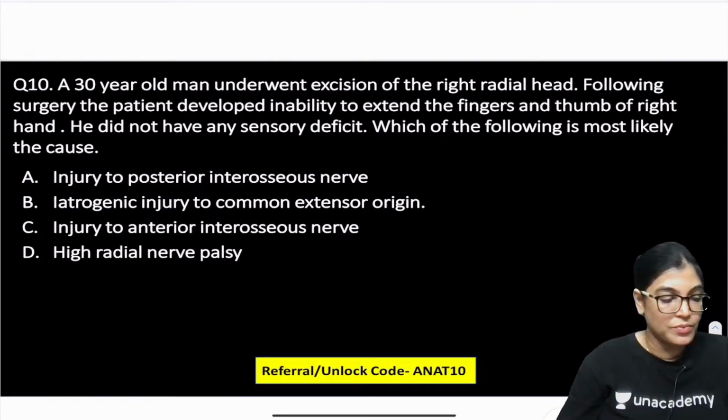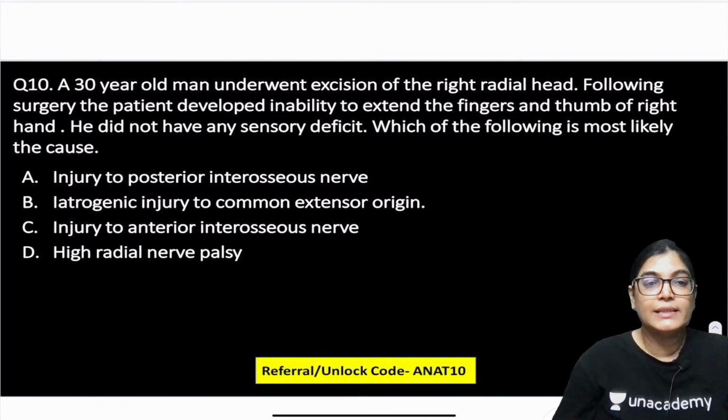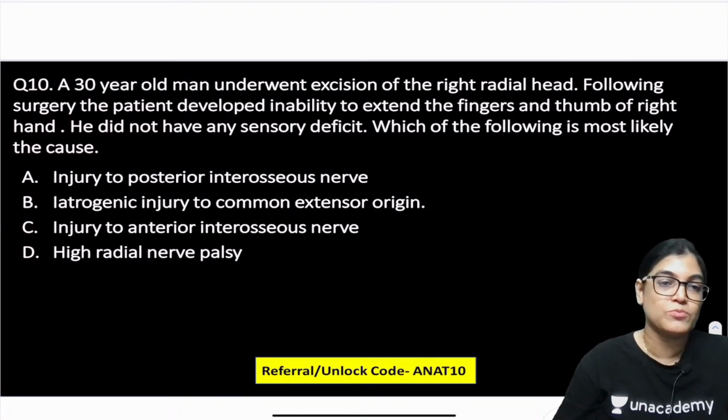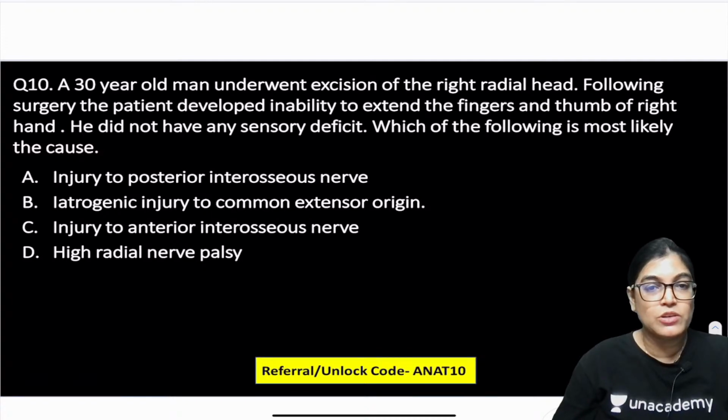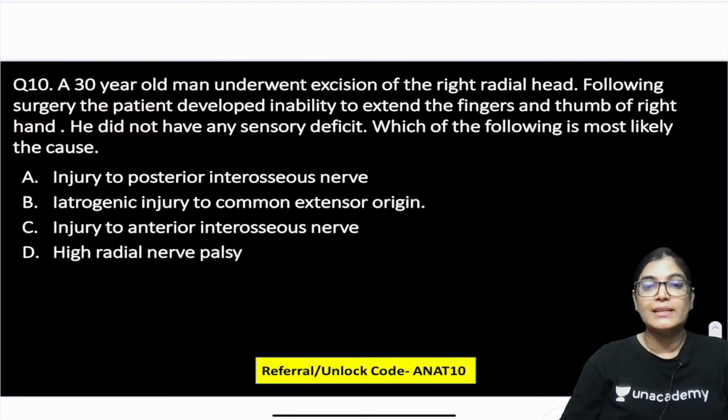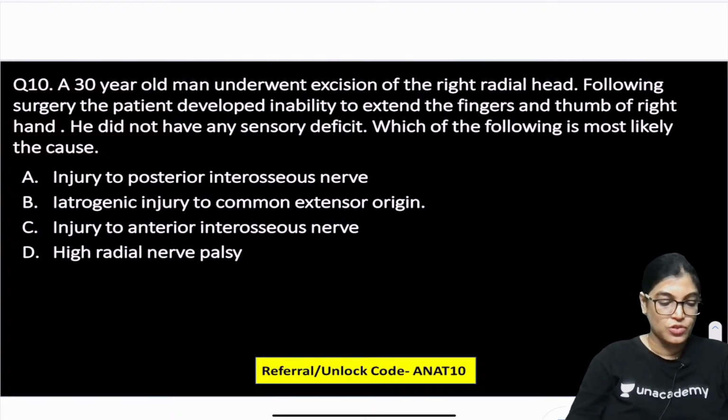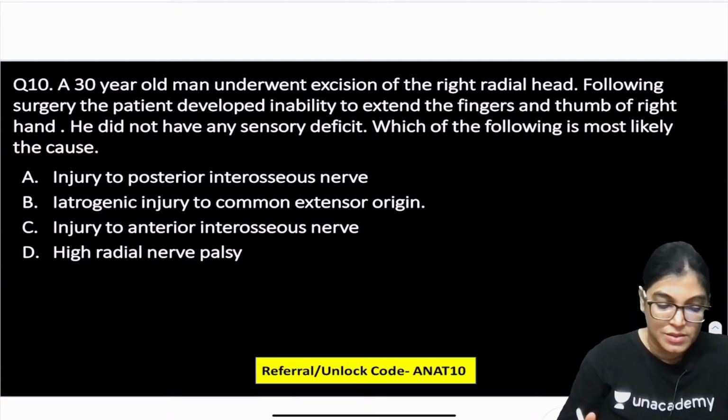Question number 10, all of you mark the correct answer. A 30-year-old man underwent excision of the right radial head. Following the surgery, the patient develops inability to extend the fingers and thumb of the right hand. He did not have any sensory deficit. Which of the following is most likely the cause? A. Injury to the posterior interosseous nerve, B. iatrogenic injury to the common extensor origin, C. injury to the anterior interosseous nerve, and D. high radial nerve injury. According to you, which is the correct answer? Question number 10.